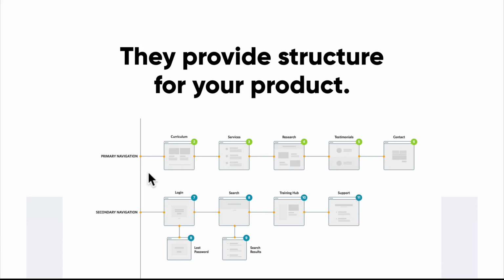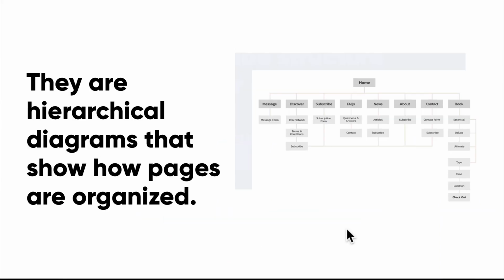Like, look at this. We have the primary navigation, our secondary navigation. We can really plan out all the different navigation schemes within our product. Sitemaps help a lot. So what are they? Sitemaps are hierarchical diagrams of a website or an application that shows how pages are prioritized.